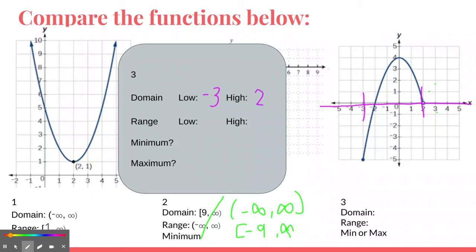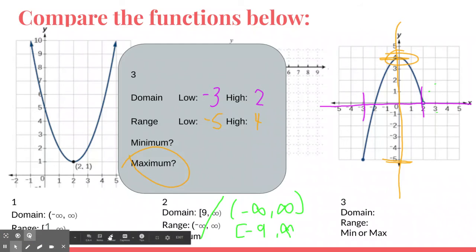And now we have to look at our highest and our lowest y values. If our y values are right here, the lowest y value that we have is at -5, and the highest y value that we have is at +4. So let's do -5 and +4. And now we're looking at the minimum and the maximums. This right here, what is it? It's a maximum. So now we're going to move on to the next slide.